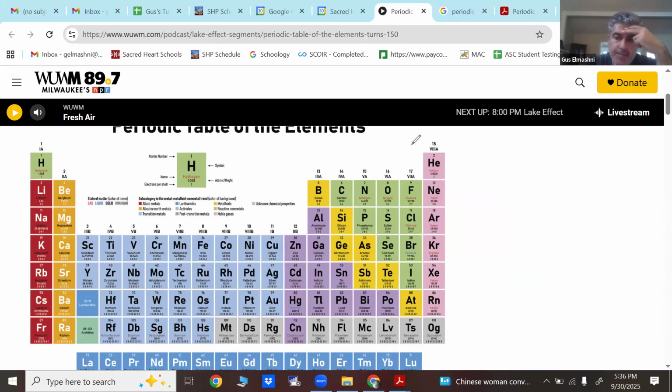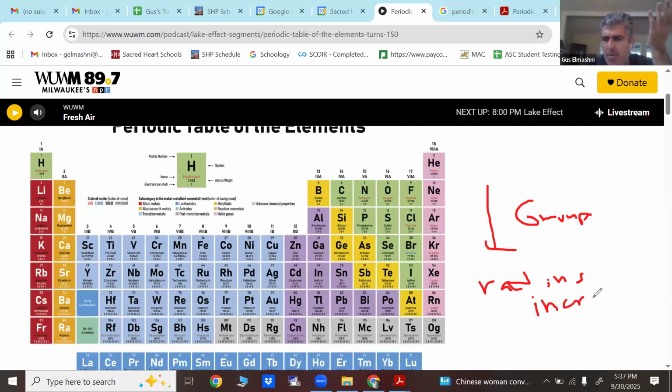So here's the deal. I think it's pretty obvious that the radius will increase as you go down a group. As you go down a group, the radius will increase. Well, duh, because you've added so many levels. Of course, that's going to increase. We know that, right? We're good.